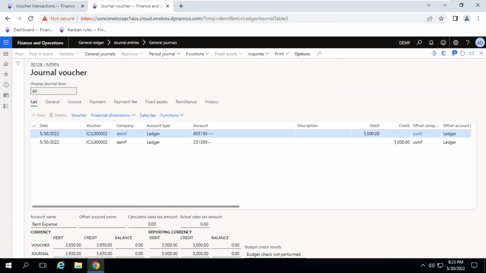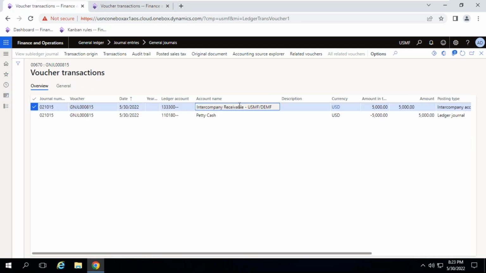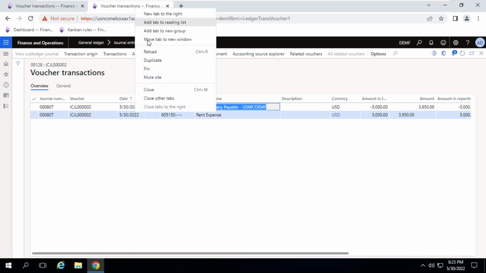Voucher, amount need to pay. This is payable and this is receivable. Because the USMF company needs to receive, and the DMF company needs to pay. Where is this setup?